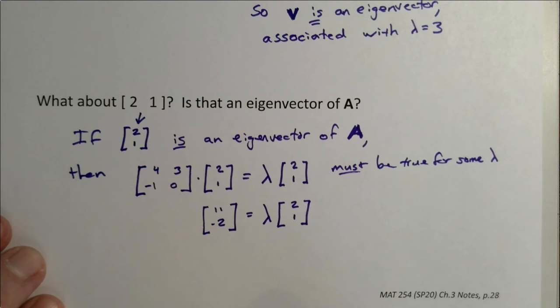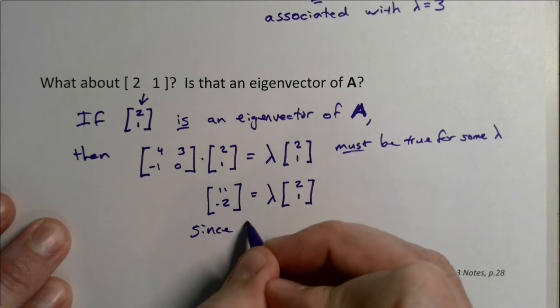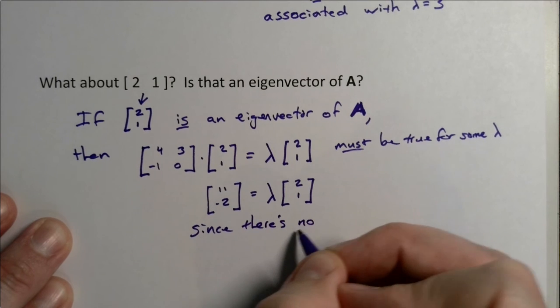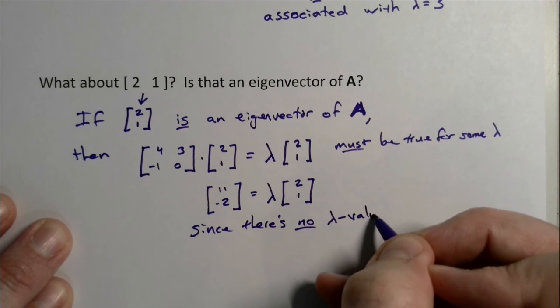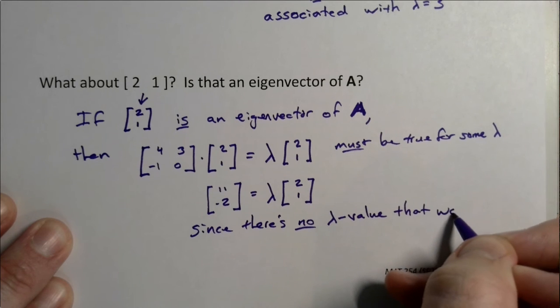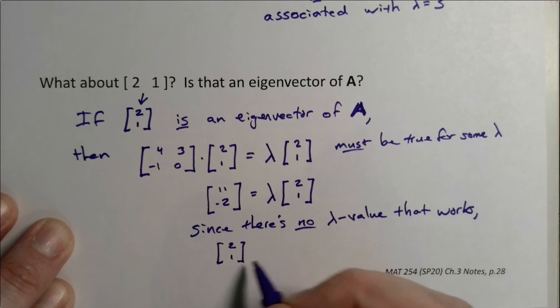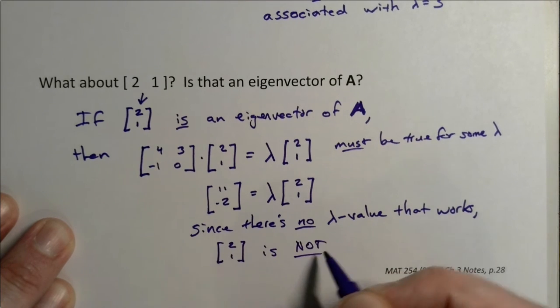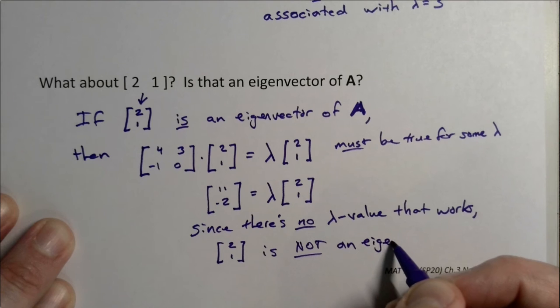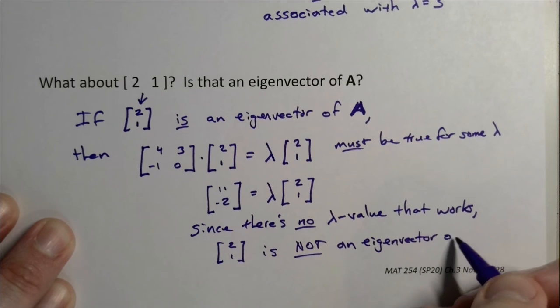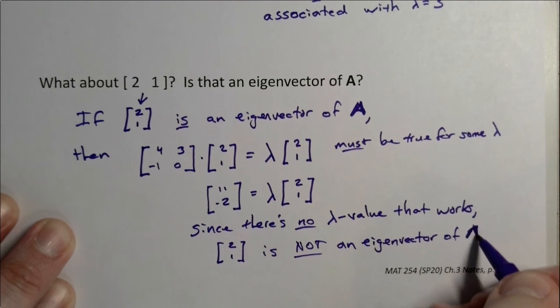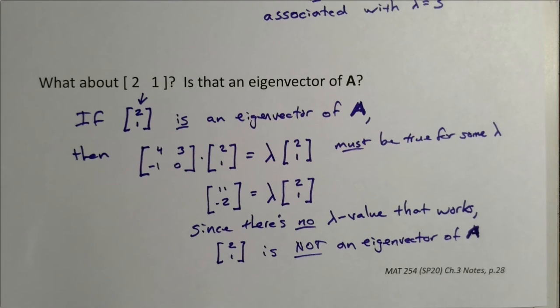And so, since there's no lambda value that works, we can say that (2, 1) is not an eigenvector of that coefficient matrix A. Right? So we've seen an example where we prove that it is an eigenvector, and we've seen one where we prove that it isn't.